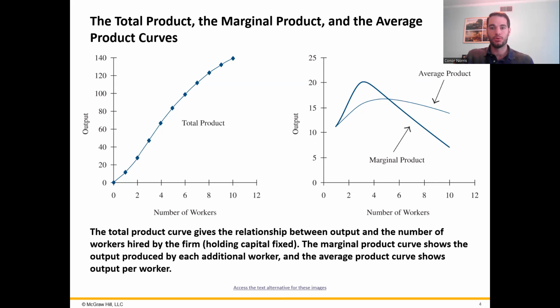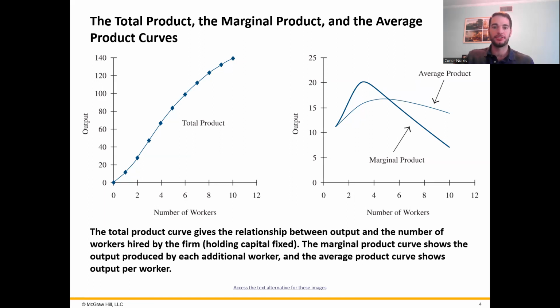So as you add more workers, initially the output increases. We find that in the beginning it increases fast. So down here it increases fast. It's steeper in the curve, but then over time it's going to start to level off. You can really see that in the second graph when we look at the marginal product here, where the marginal product increases sharply at first, and then the rate at which it increases declines over time as you add more and more workers, but you're holding the capital constant.